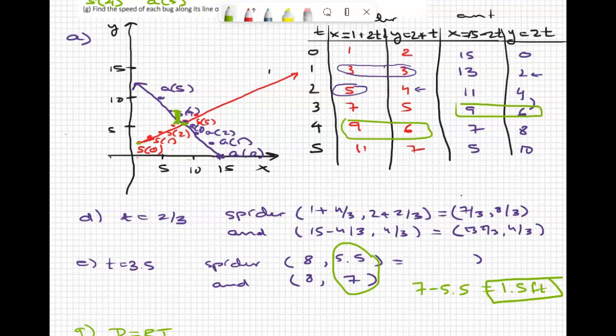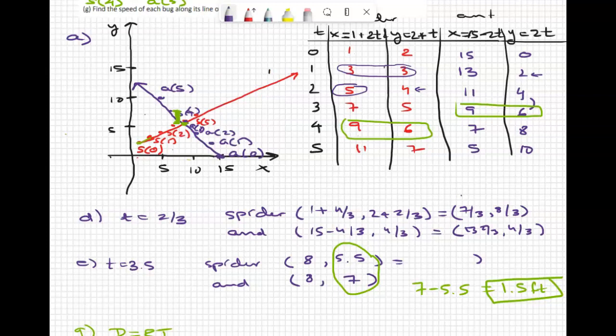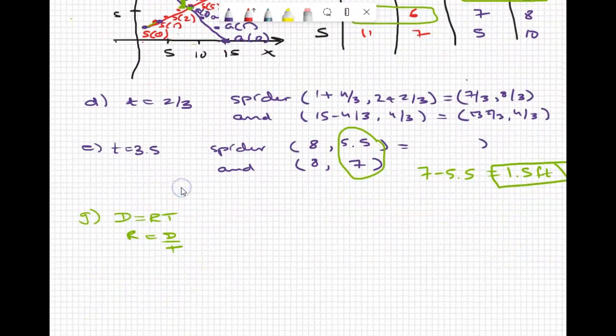Let's find how much distance they're covering in one minute. We can look at the distance between this point right here and this point right here. So if I'm looking in the table for the spider, it's going from 1, 2 to 3, 3 in 1 minute.